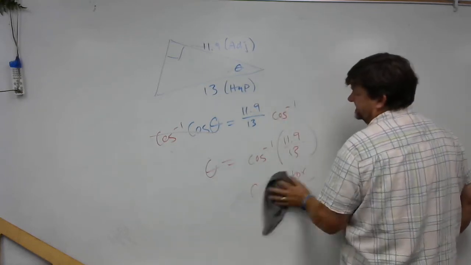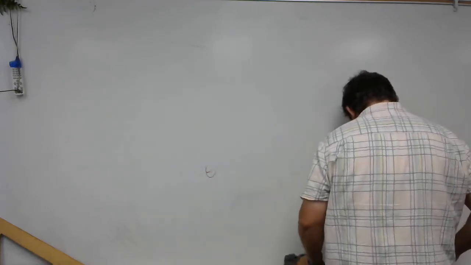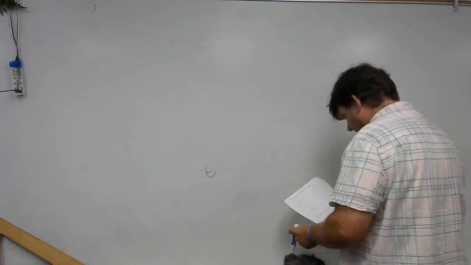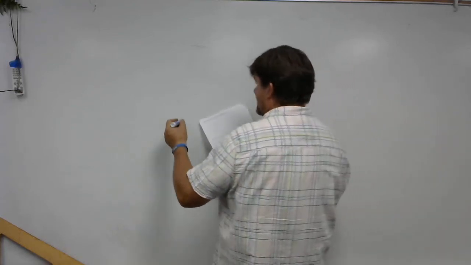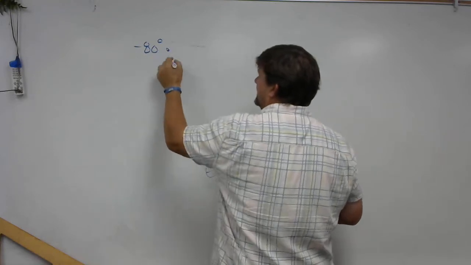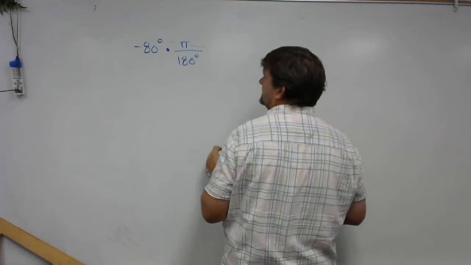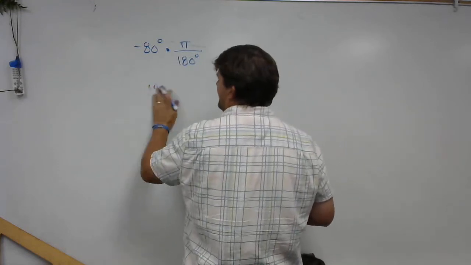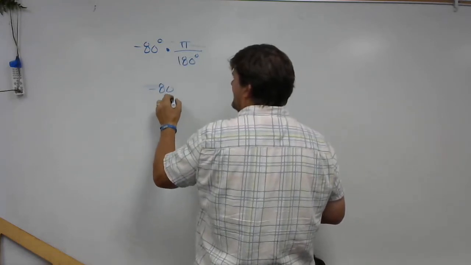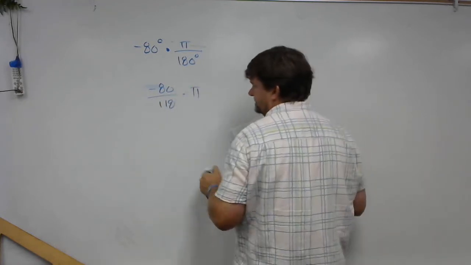All right, so here we go. All right, we're almost there. There's 2 of them. We've got negative 80 degrees going from degrees to radians. So degrees goes on the bottom, radians goes on top. That means we have negative 80 over 180 times pi.